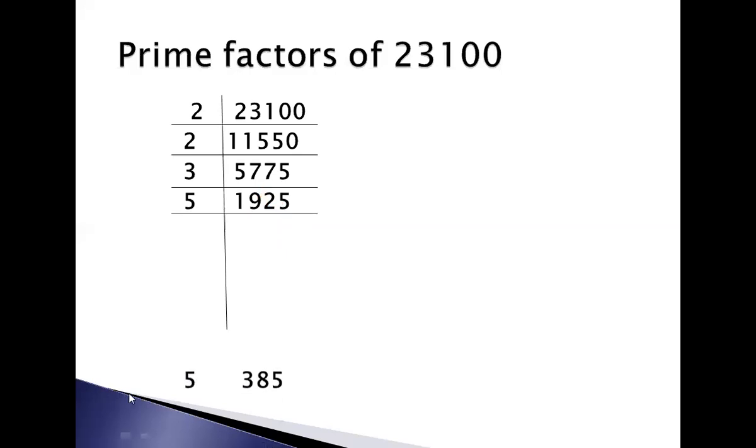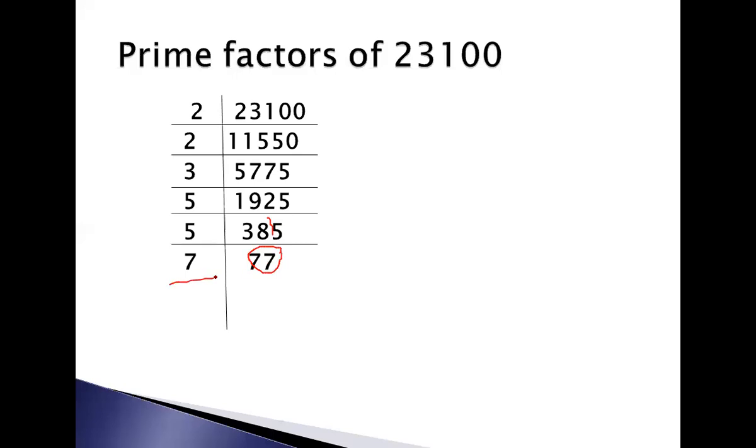So 385 is the quotient. Again, you will divide 385 by 5. And what will you get here? 5 into 7 is 35. You will take 35 as a whole. Again, 3 will be left here. Again, you will give the remainder here, that is 3. Then it will become 35 and 5 into 7 is 35. So your quotient here is 77.